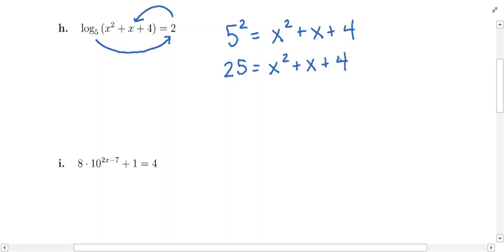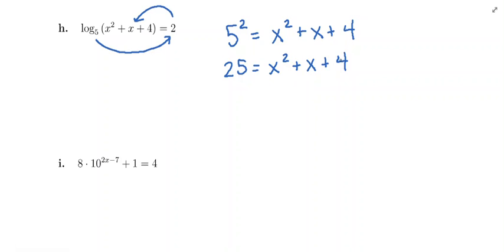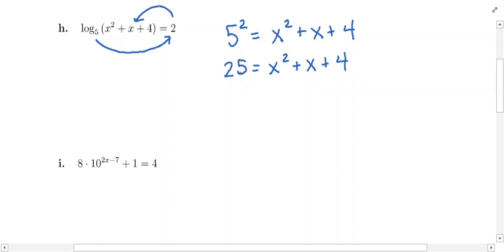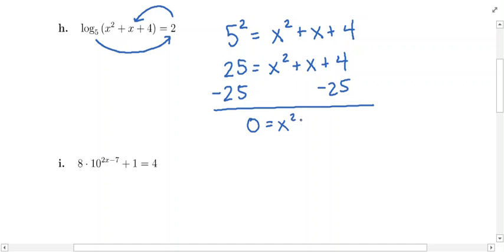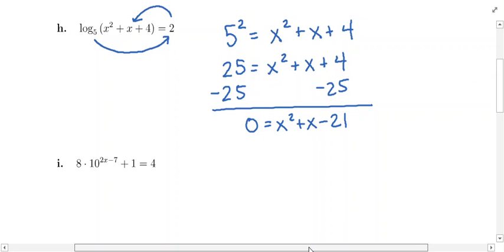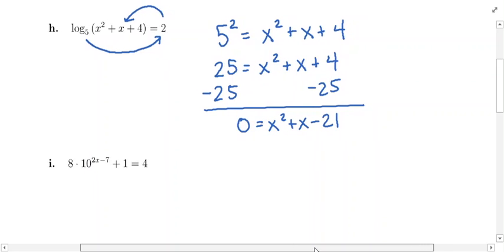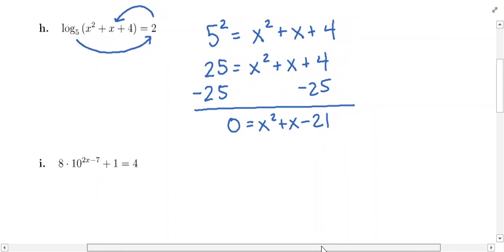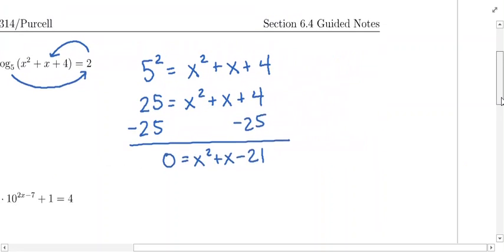This is a quadratic equation. The highest power of x is 2. So we need to either factor or use the quadratic formula. Before we can do either, we need to make sure one side is 0. So I'm going to move the 25 over. We get 0 is equal to x squared plus x, and 4 minus 25 is negative 21. We need to either factor this or use the quadratic formula. I have a feeling that this is not going to factor, so I'm going to pop this into the quadratic formula.